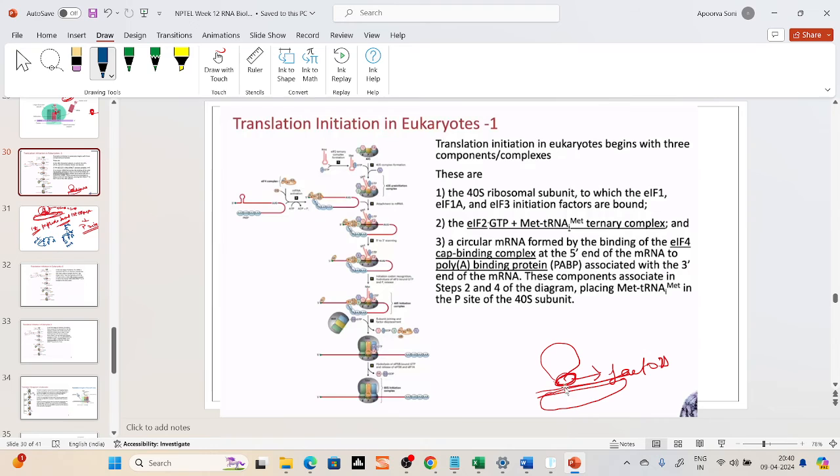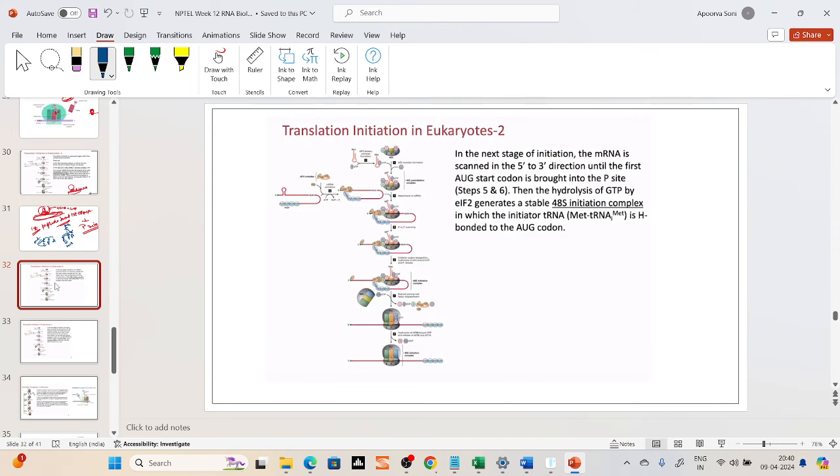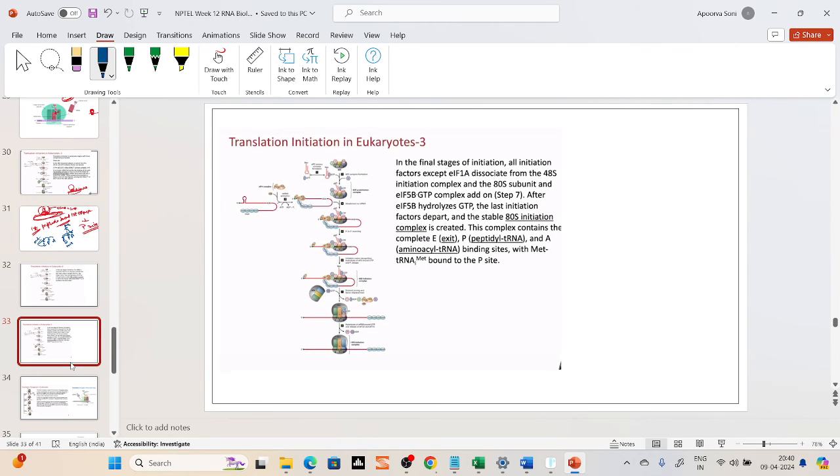That smaller subunit which is bound by mRNA, initiation factors bind to it, and then your tRNA comes, and then there are different kinds of proteins, and when the tRNA comes, it will bind to the P site and the first peptide bond formation takes place. Then we come to the elongation.